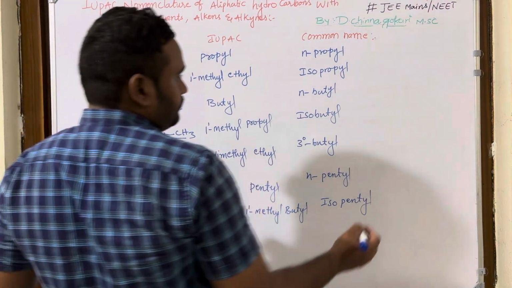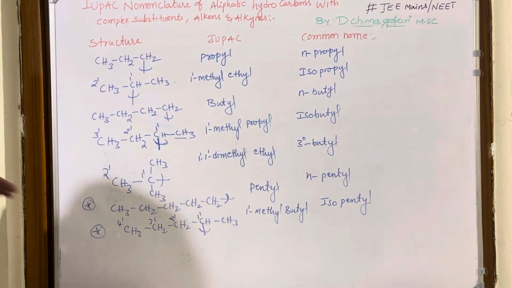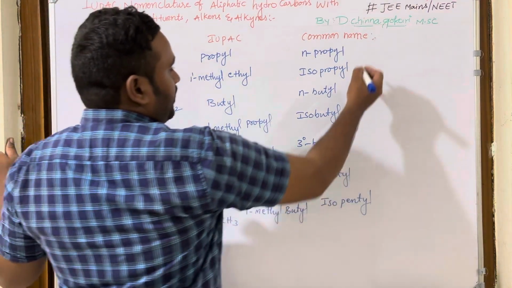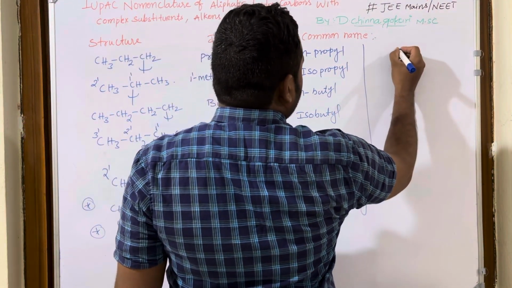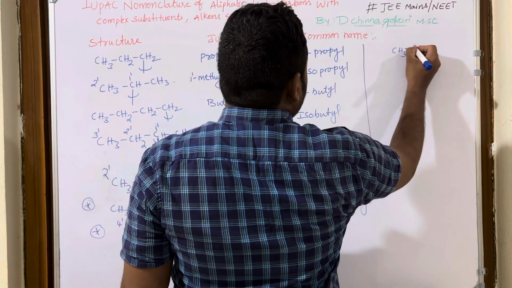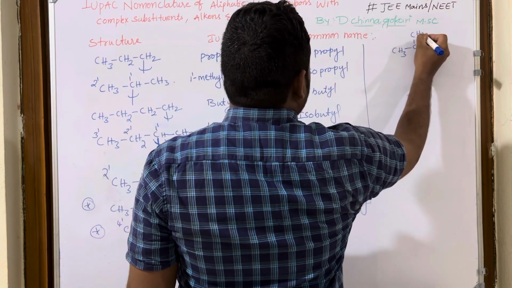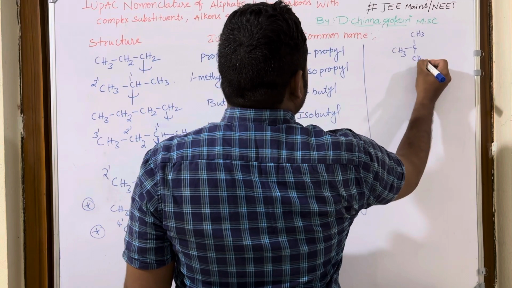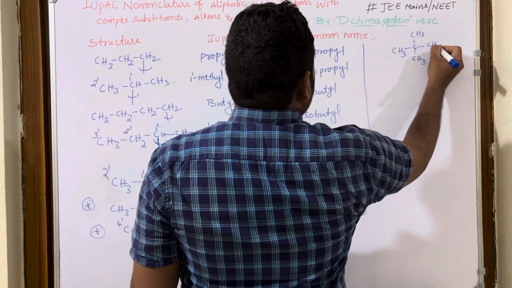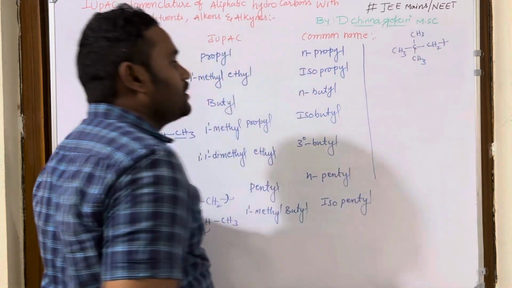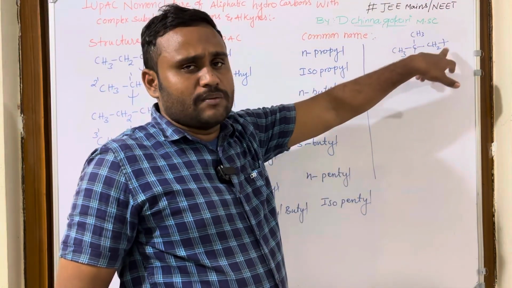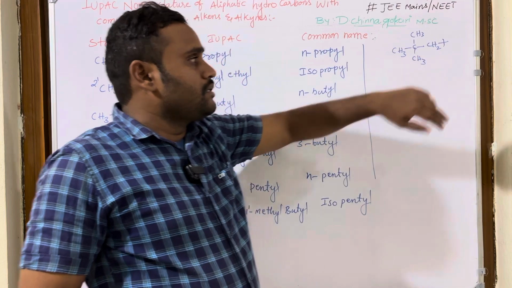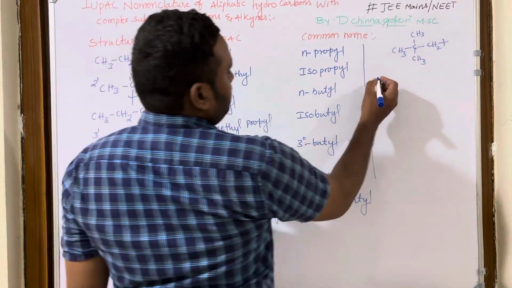And one more structure, that I am going to write here. First structure I am going to write CH3, C, CH3, CH3, CH2. So now like this structure is there. So now it is the substituent. Okay, so now what is the IUPAC name?